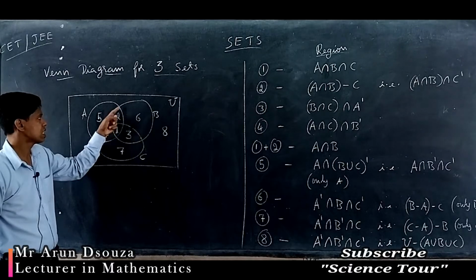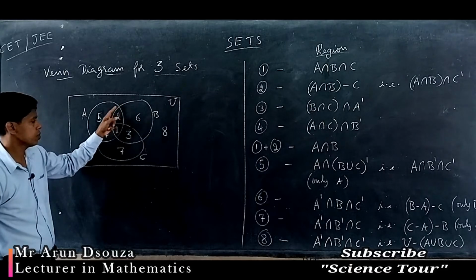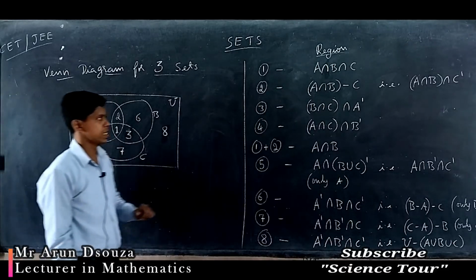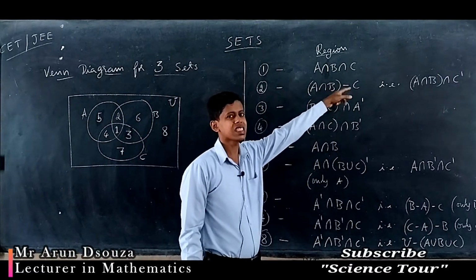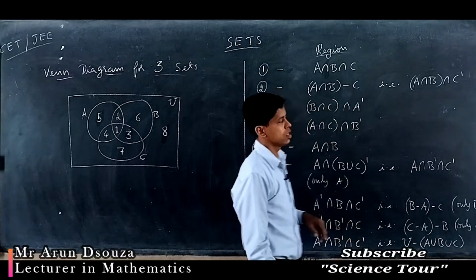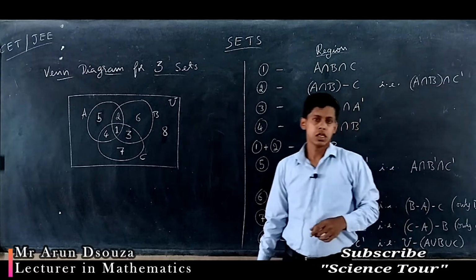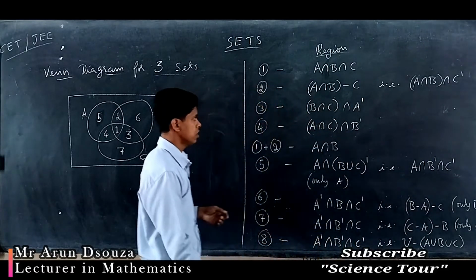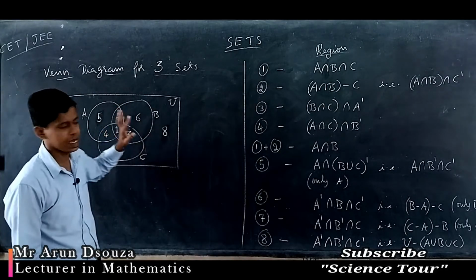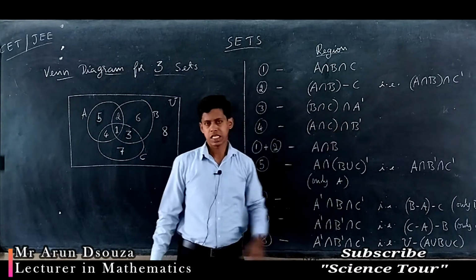Now, what about the second region? Only this region, that is A intersection B. From that you have to subtract C. So that is A intersection B except C, C is not there. So A intersection B intersection C dash. That means the common region of A and B, but it is not common to C. Now third and fourth are similar to second, so that is B intersection C except A and A intersection C except B.